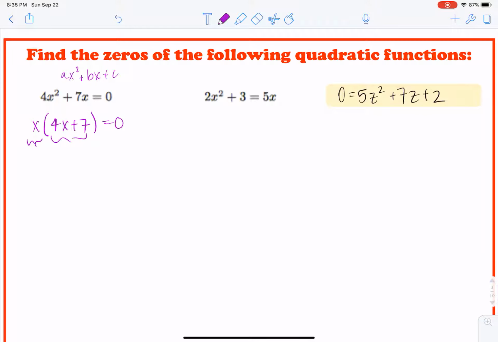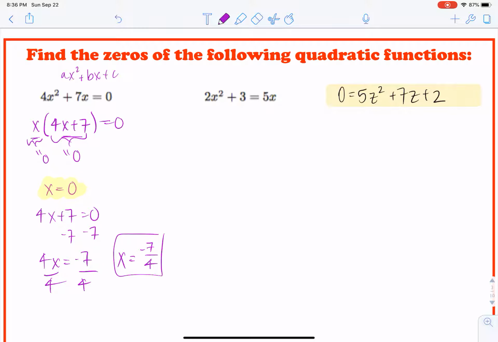I can use the zero product property, and if these two pieces are being multiplied together and they equal 0, I know that at any time each piece could equal 0. So I have x is equal to 0, or 4x plus 7 is equal to 0. So I have x is equal to 0 as one of my answers, and I can go ahead and keep solving. And x is equal to negative 7/4 is another one of my answers here for this quadratic.